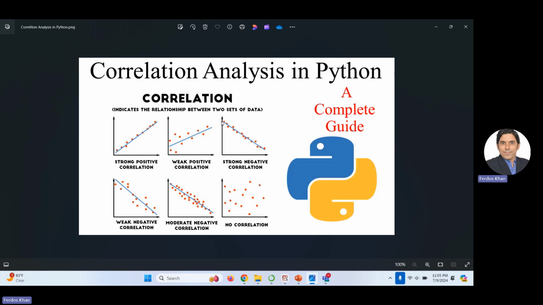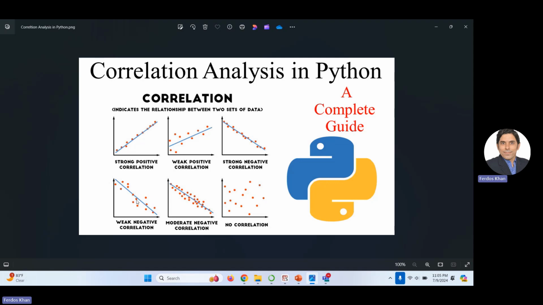So this means that if we increase x, y is decreasing. So this means that the variables are moving in the opposite direction. One is increasing, the other is decreasing. And the values are very close to the line. So this means that this is strong negative correlation.